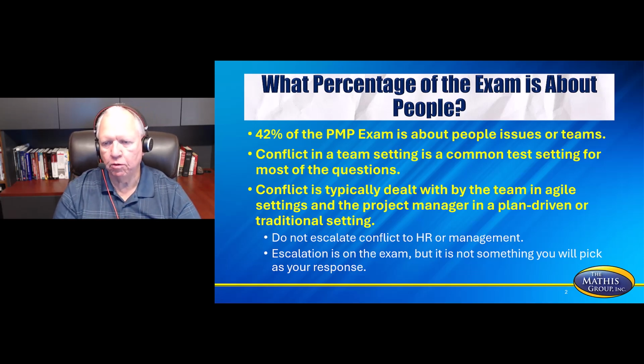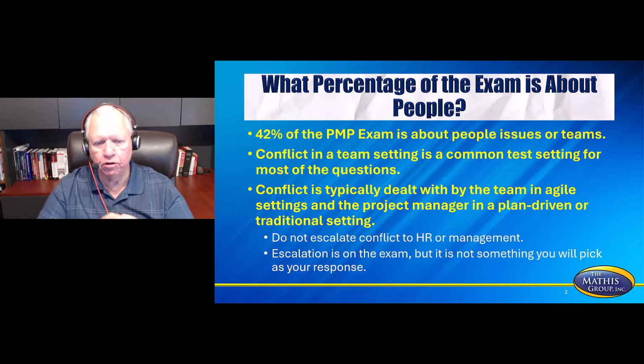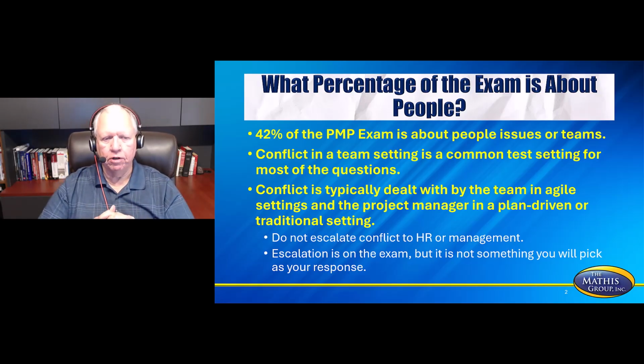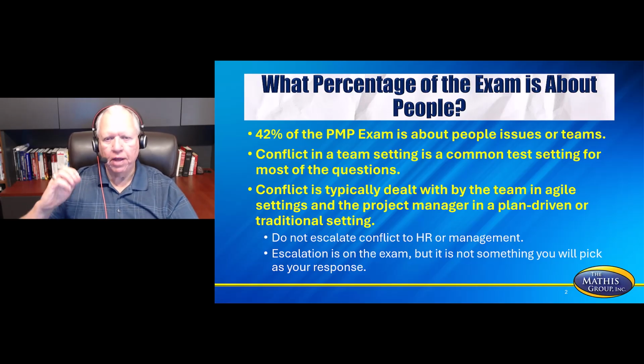Conflict is typically dealt with by the team in agile settings and the project manager in a plan driven or traditional setting. Now, what will happen sometimes as you look at this is that you want to escalate some of it, but that's not typically the right answer. So don't escalate conflict to HR or to management or to the PMO. That's typically not the right answer on the test question.